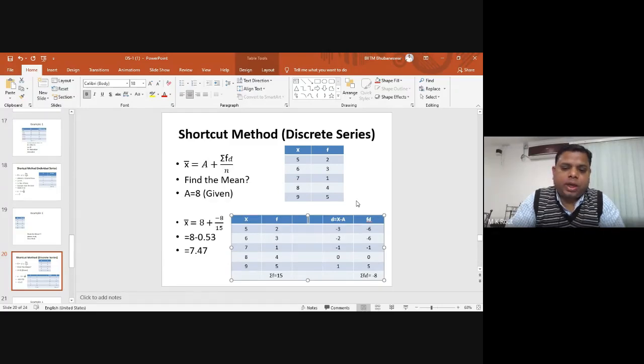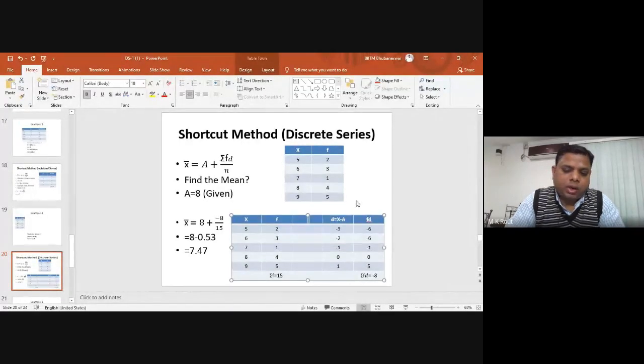So similarly, you multiply f into d. For the last column, you multiply the frequency with your difference value, that is 2 into minus 3, that equals minus 6. For the second row, 3 into minus 2, that is minus 6. For the third row, that is 1 into minus 1, minus 1. 4 into 0, that equals 0. For the last row, 5 into 1, that equals 5.